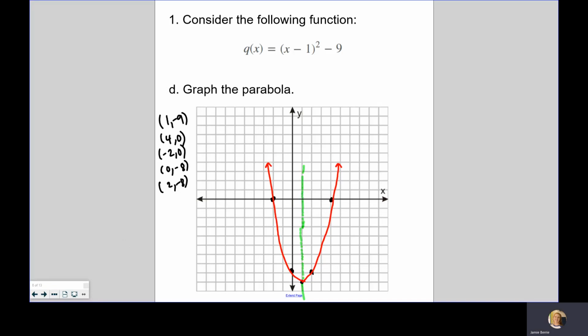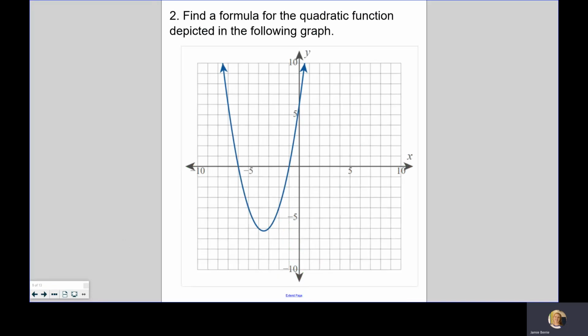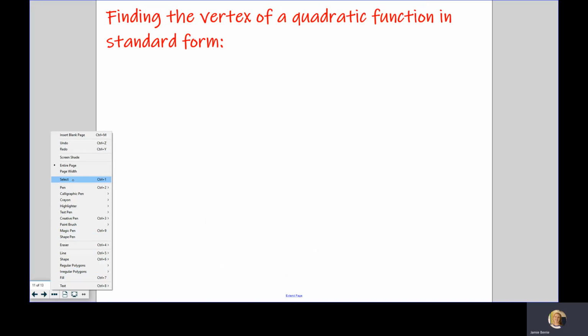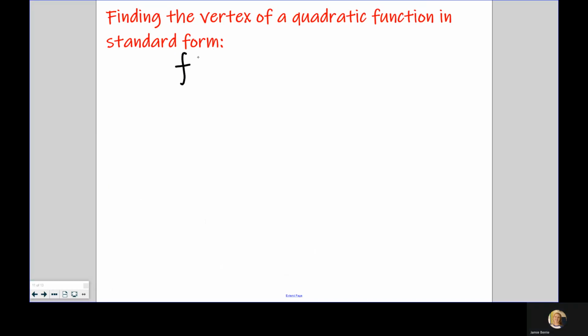All right. Let's talk about what happens when you have a quadratic function that's in standard form and you need to find the vertex. We'll come back to that other one. So remember what standard form looks like. This is standard form, ax squared plus bx plus c.